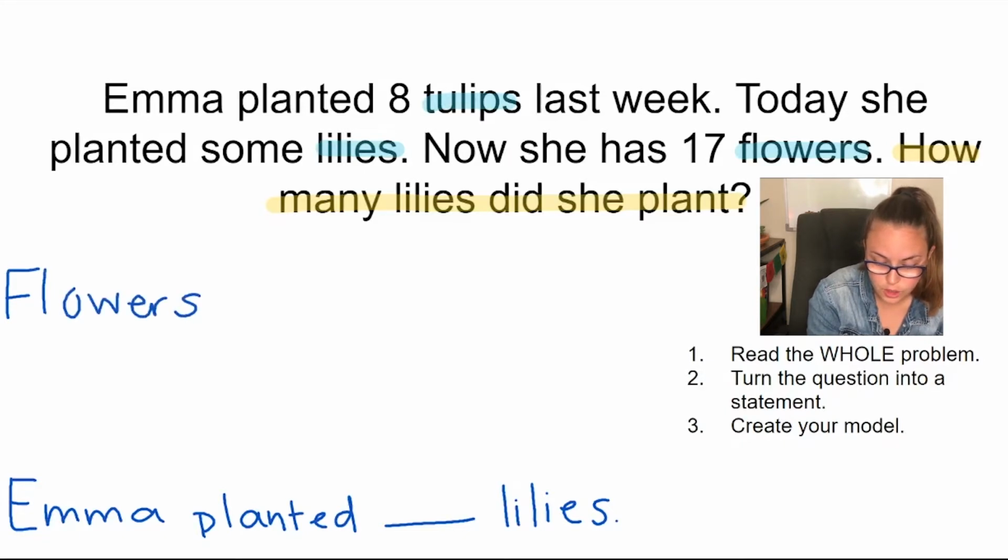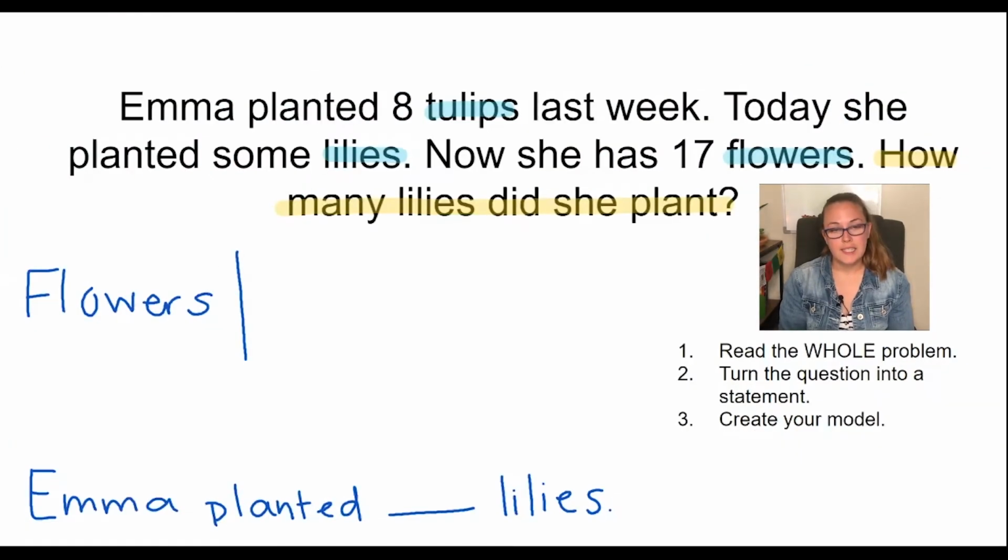And then we're going to draw a vertical line. The next step is to go back to your problem and read it sentence by sentence, stopping at each punctuation mark. And then we'll model it using our bar model below. So let's do that. Let's read the first sentence. Emma planted 8 tulips last week. And there's a period, so we're going to stop there.